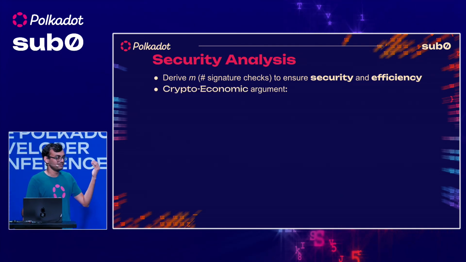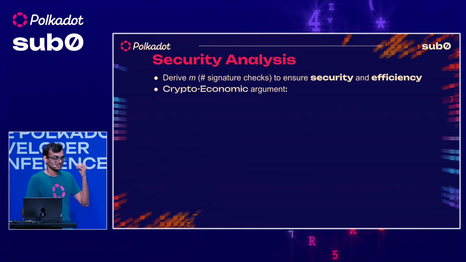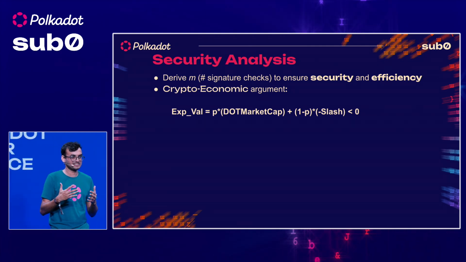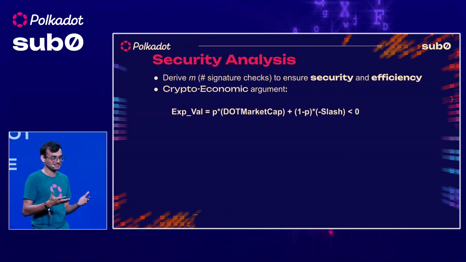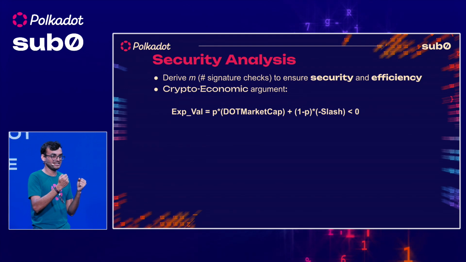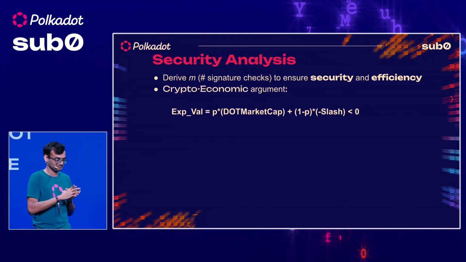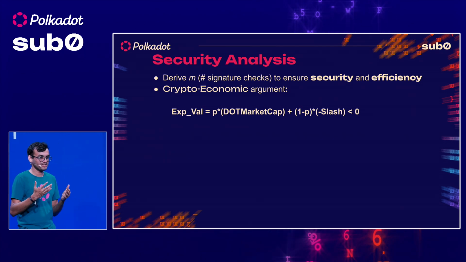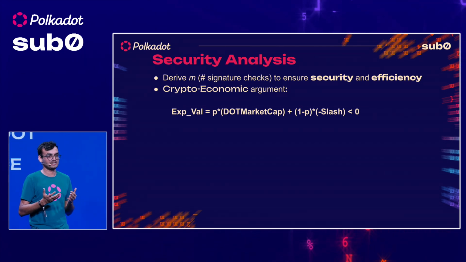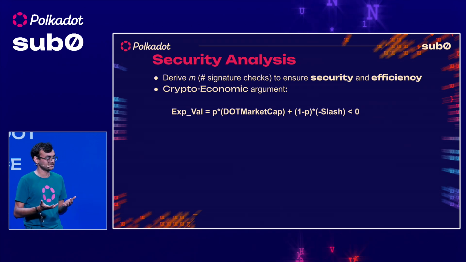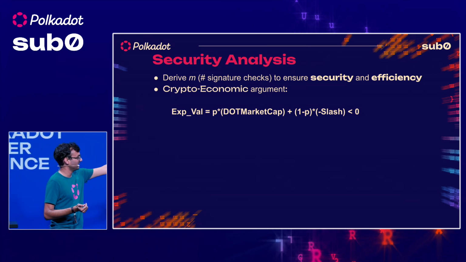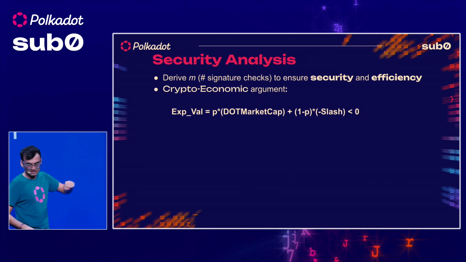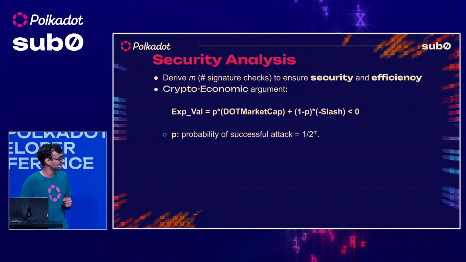So we do a crypto-economic analysis, and the core idea is that if some validators attempt to attack, or try to dupe the light client, what they want is that the expected value of the attack is positive, that they gain out of this attack. Here is an equation which describes the expected value of the attack. Let me also show what the parameters are.